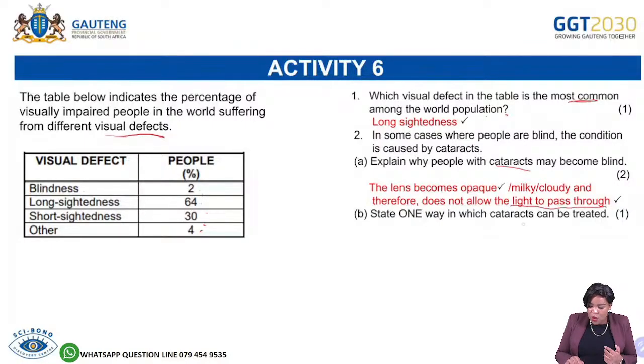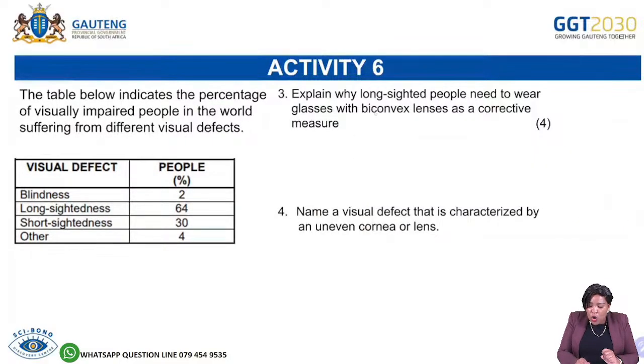Now, state one way in which cataracts can be treated. Right, to treat cataracts, you must perform surgery to remove that layer that is opaque, so that the lens becomes clear and transparent again to allow light to pass through. Right, then we can continue with the same activity. The table below indicates the percentage of visually impaired people in the world suffering from defects. We've studied those, we know which one is which. Now explain why long-sighted people need to wear glasses with biconvex lens as a corrective measure.